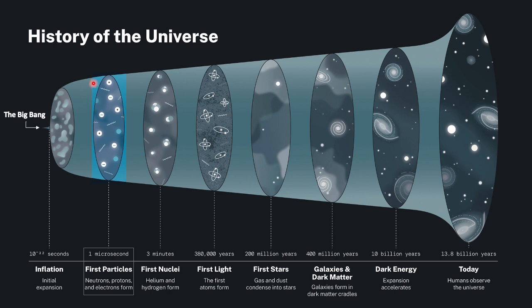After about 1 microsecond, or 0.00001 seconds after the Big Bang, the conditions of the extremely early universe were just right to allow for subatomic particles to form. These subatomic particles would be neutrinos, quarks, electrons, and protons and neutrons would form from these subatomic particles.